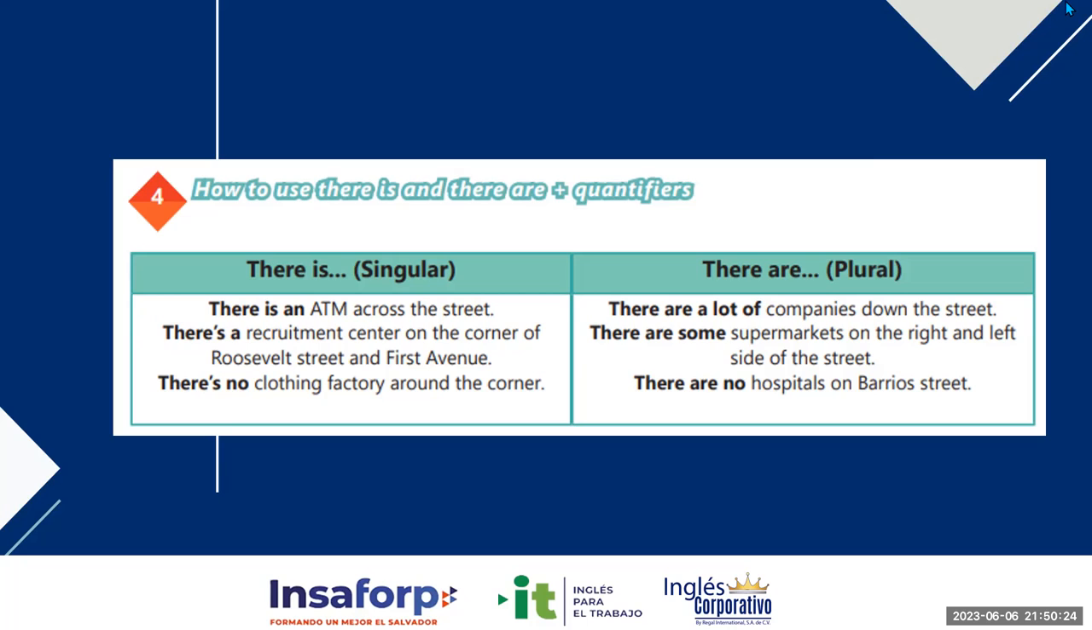The street. Another one. There are some supermarkets. Ojo, ya voy con otro cuantificador. Y luego dice there are no hospitals on various streets. Entonces ahí tengo las dos formas de cómo hacer singulares y plurales. Any questions so far from here? ¿Alguna question?